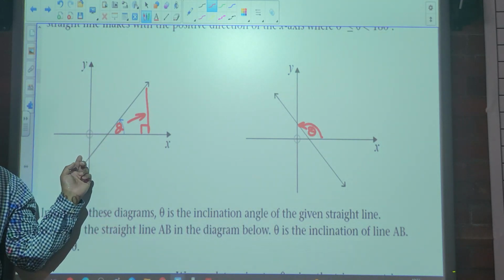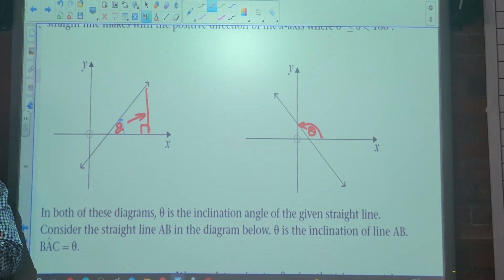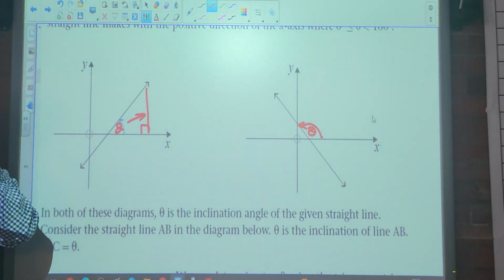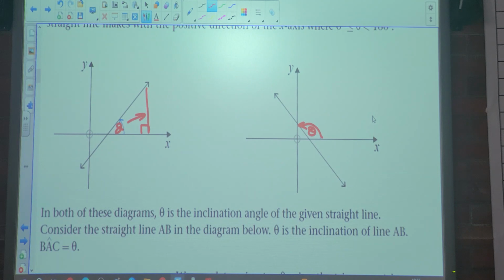Not so? Why do you look so shocked, Michael? Lisa? You're pulling your face like... I don't know, what is going on with you? Are you okay? Which method do you use? Sorry? We never draw straight line graphs.